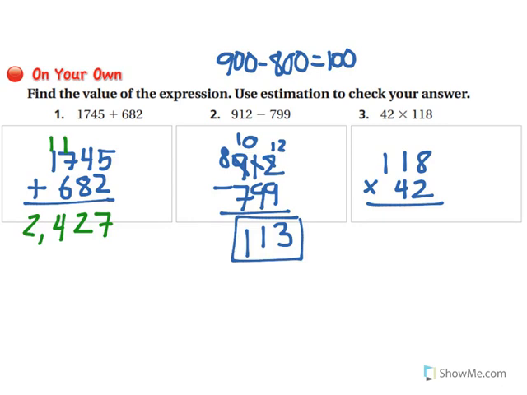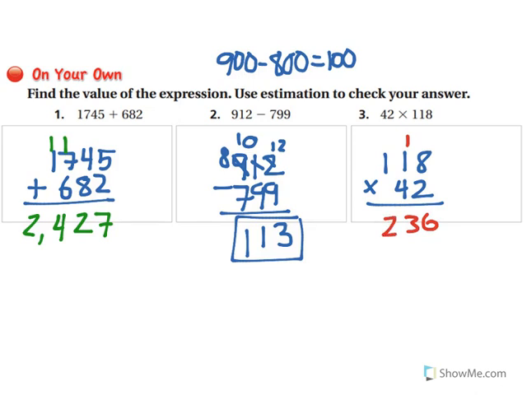All right. Finally, we're at multiplication. You could have put the 42 on top. Me personally, I like doing the larger number on top, so I put 118 up top. It does not make a difference. You get the same answer. So 2 times 8 is 16. Carry the 1. 2 times 1 is 2, plus 1 is 3. 2 times 1 is 2.